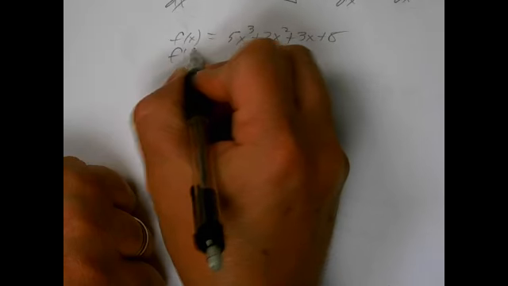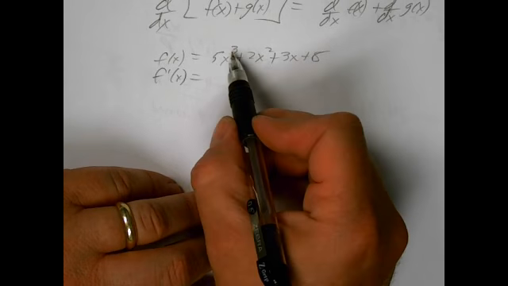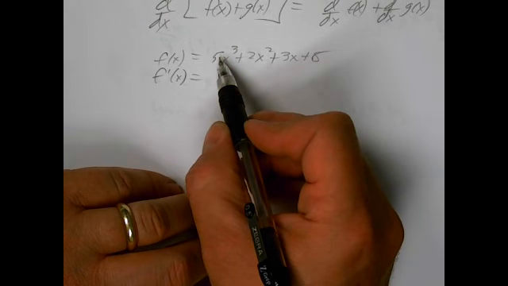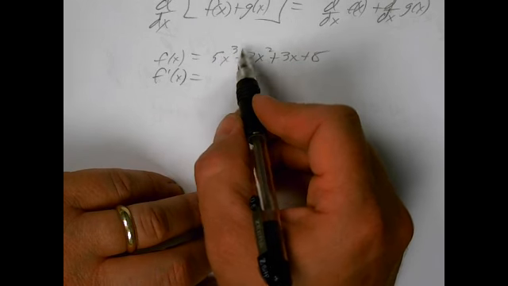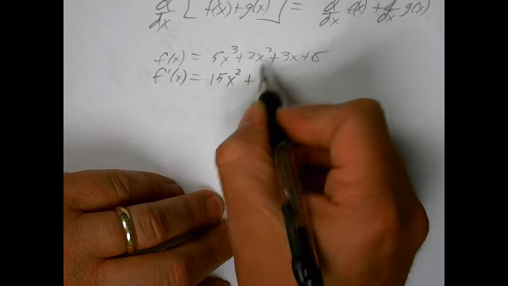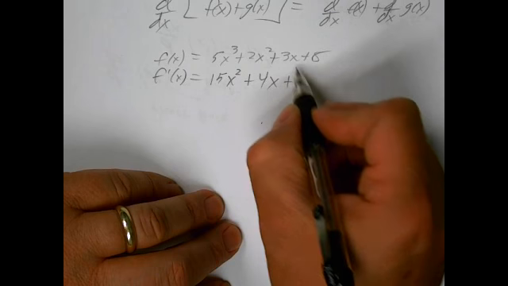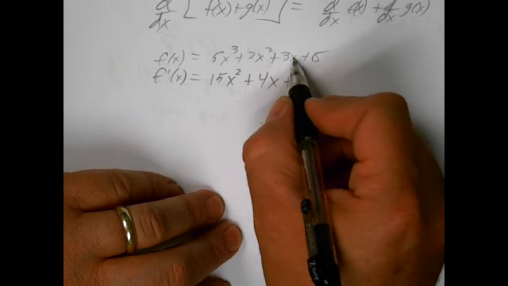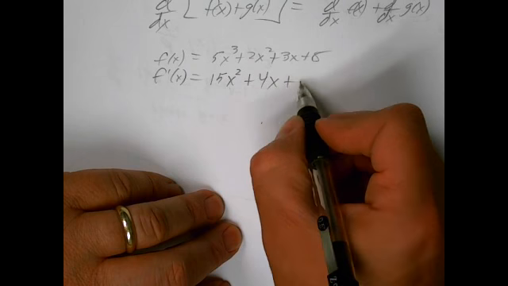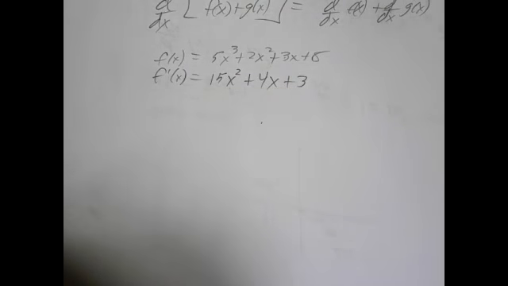I can find f prime of x by taking the derivative of these one at a time. The 3 would come down, and you should be very quickly getting to where you can do this in your head. 3 comes down, 5 times 3 is 15, power drops. 2 comes down, 2 times 2 is 4, power drops. Derivative of the constant sitting in front of the function would be 3 times the derivative of x, which is 1, which is a 3. And the derivative of 8, since 8 is a constant, would just be 0. You should be able to get to the point where you can do these very rapidly.